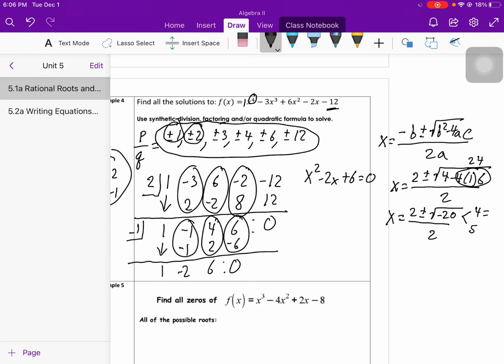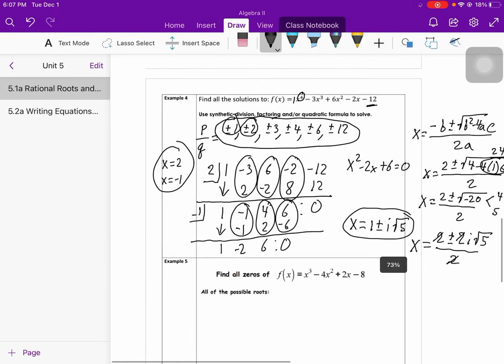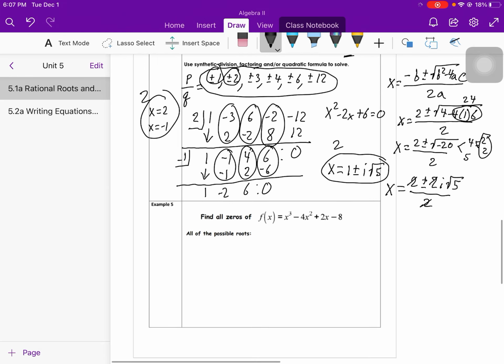4 and 5, and 4 breaks into 2 and 2. And it's negative, so we need to pull an i out. So we get 2 plus or minus, we have one pair, so 2i, and we have the square root of 5 left inside, all over 2. And then that's going to break down because we can take a 2 out of all of those. The final answer we get here is 1 plus or minus i square root of 5. And we have two solutions over here, two solutions over here, which makes sense since we started with a quartic.